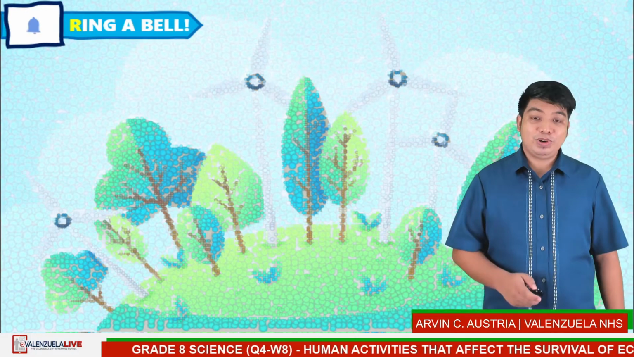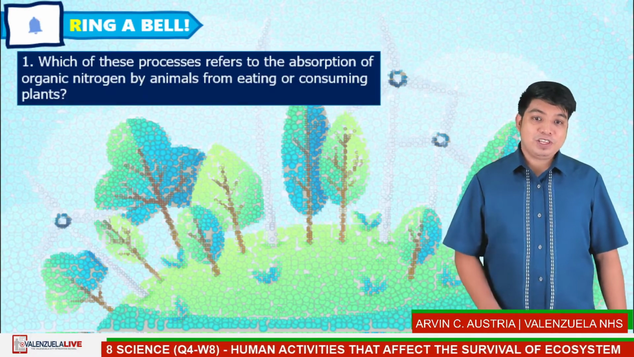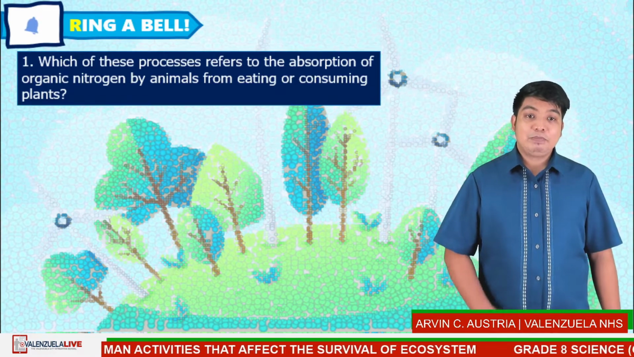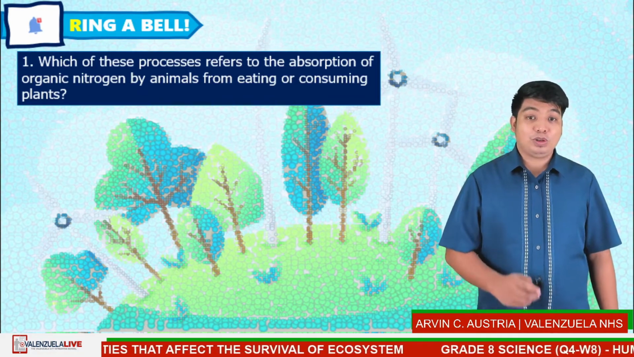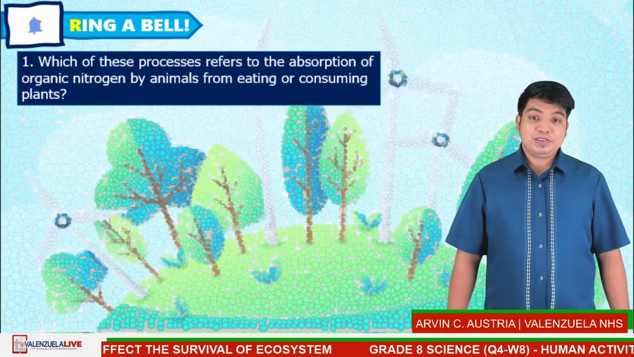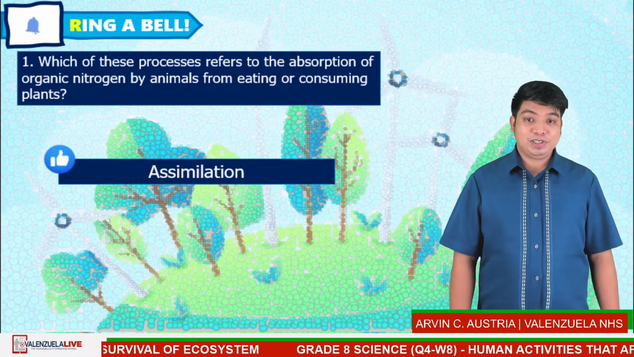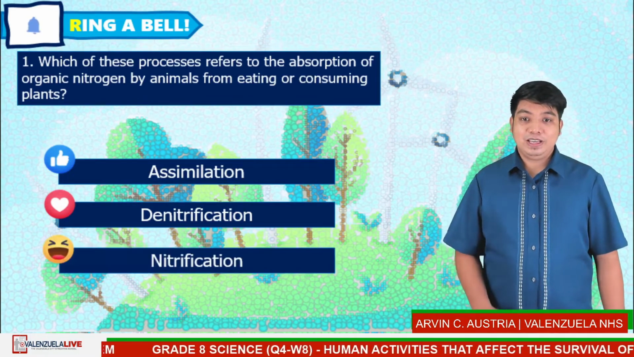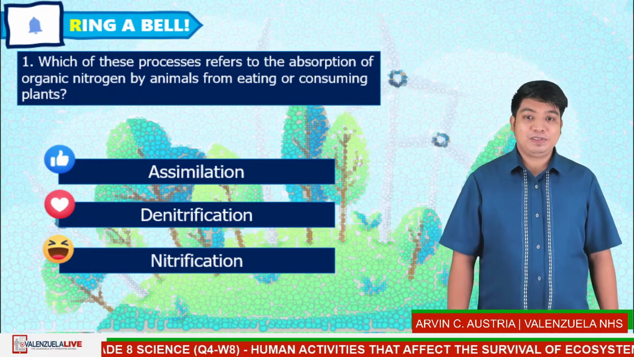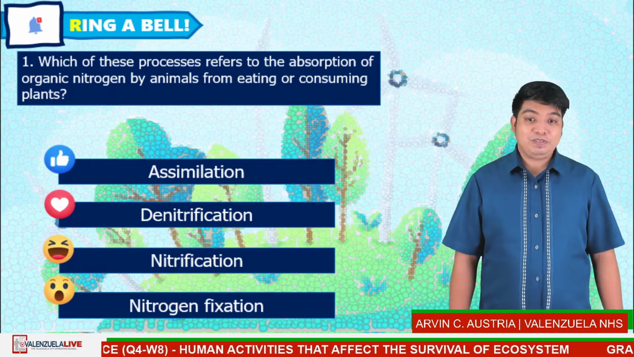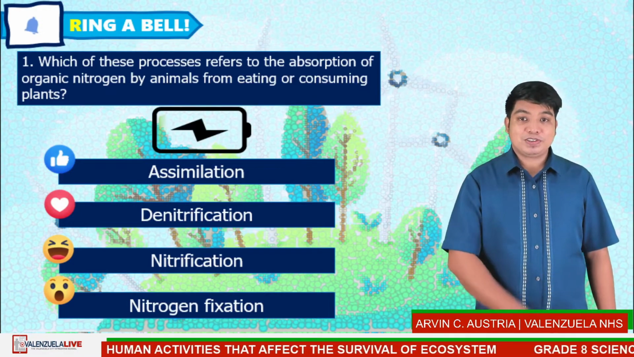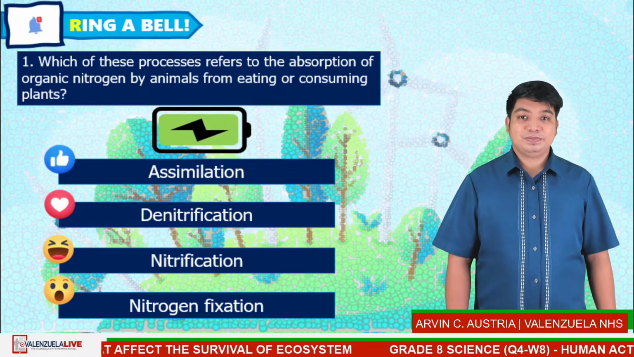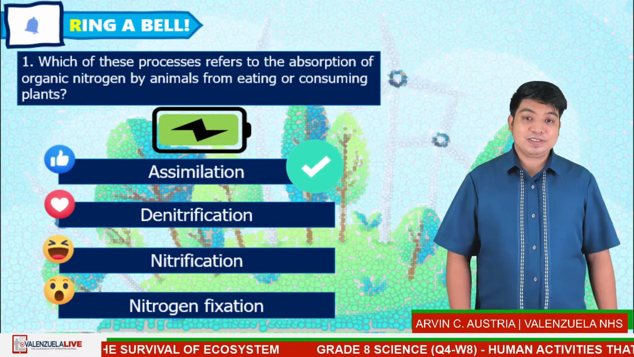Question number 1. Which of these processes refers to the absorption of organic nitrogen by animals from eating or consuming animals? Is it like for assimilation, heart for denitrification, nitrification, wow, nitrogen fixation? Timer starts now. The correct answer is assimilation.